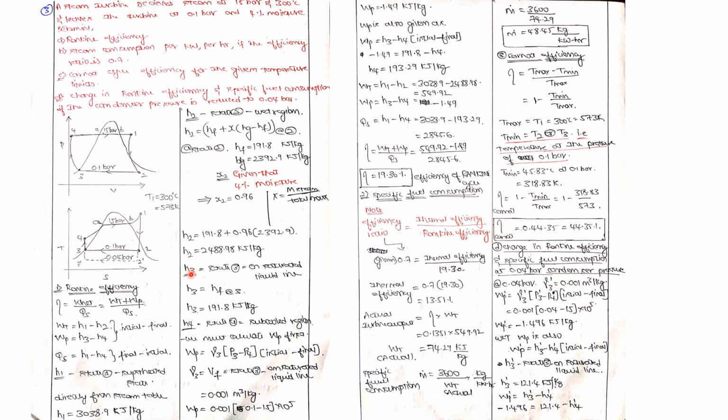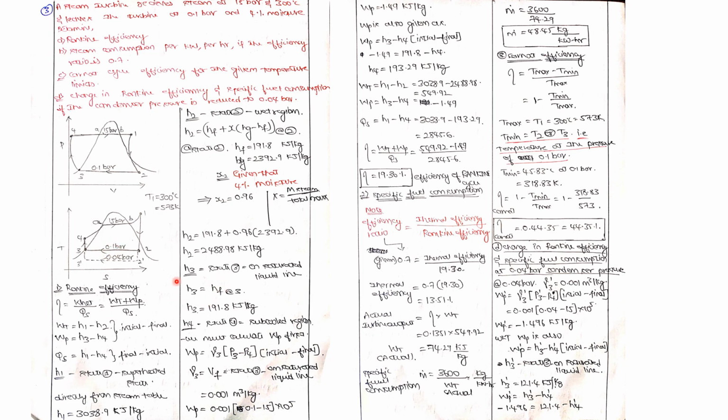That means if it is on the saturated liquid line, H3 will be equal to Hf at that particular state. Where is my state? It is state 3. What is the pressure? 0.1 bar. So at 0.1 bar, what is Hf? That is your value of H3. So H3 is equal to this much.